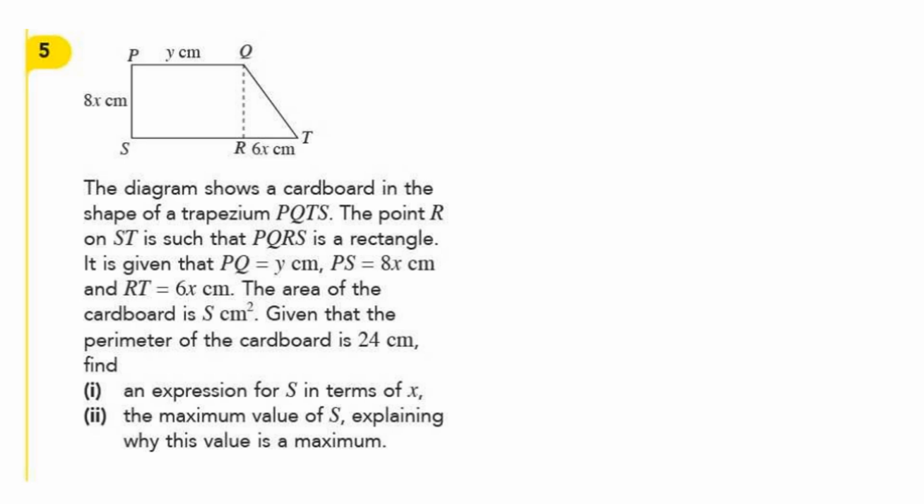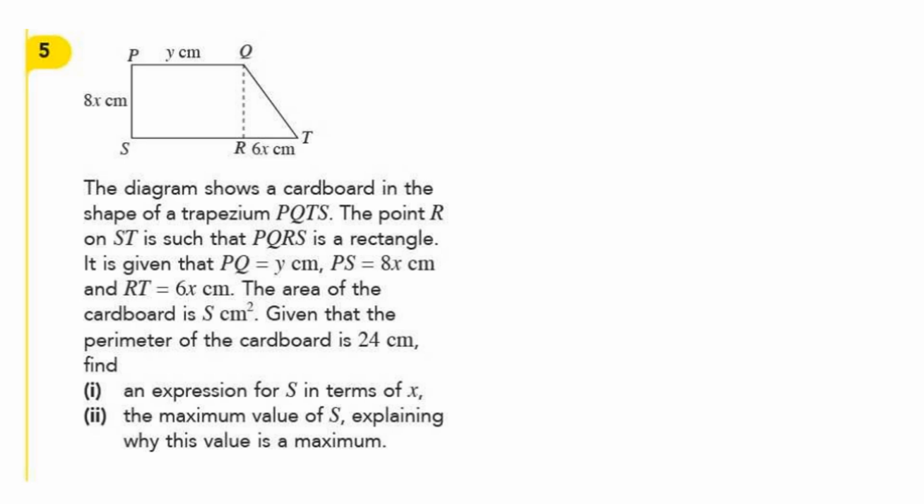So in question 5, we're given a trapezium, and the trapezium has all the dimensions given there, and you're told that the perimeter of the cupboard is 24, and you're asked to find the expression for S. S represents the area, in terms of x. And part 2 is to find the maximum value of S, explaining why this value is a maximum.